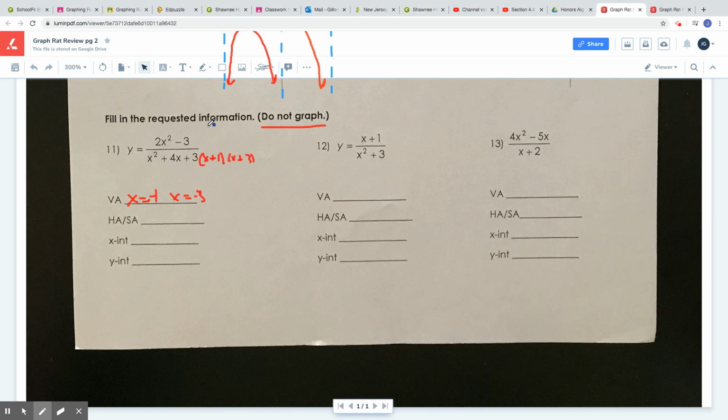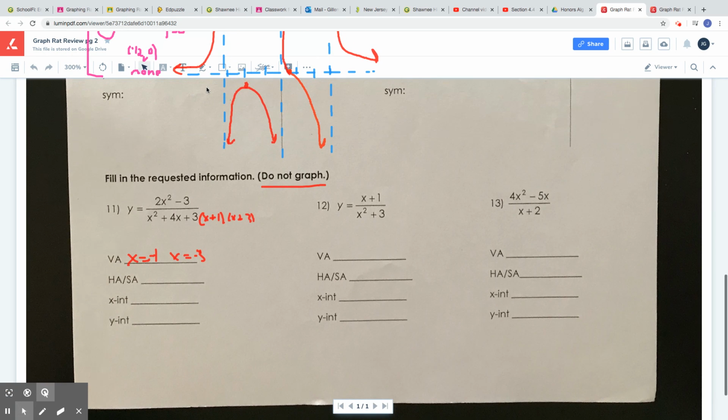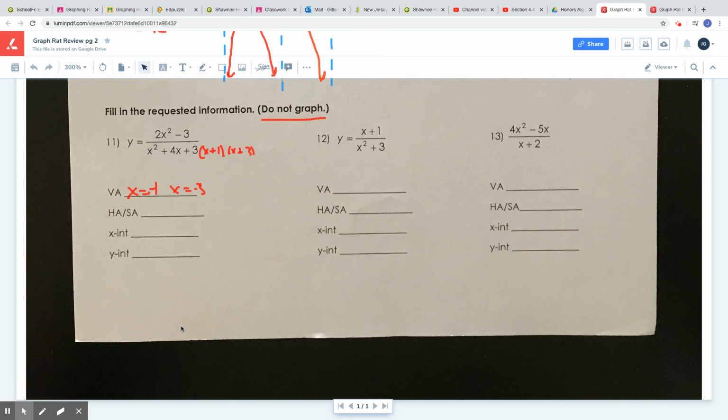All right. Didn't say this in the problem, but the symmetry, let me write that in real quick. The symmetry is none. You can tell it's not symmetric. Horizontal or slant, what do we have? Look at the degree. The degree is 2 on top, 2 on the bottom. That means they're the same. So you take the leading coefficients, 2, and what's there? It's 1. So 2 over 1 is 2. So I have a horizontal asymptote, and just circle that for me when you do the problem. y equals 2.